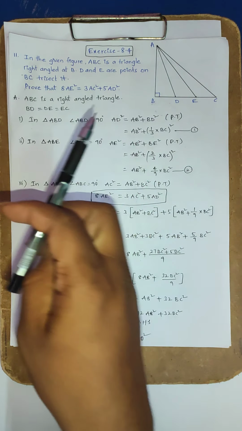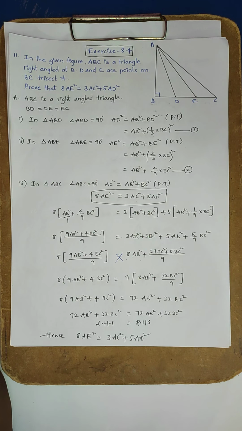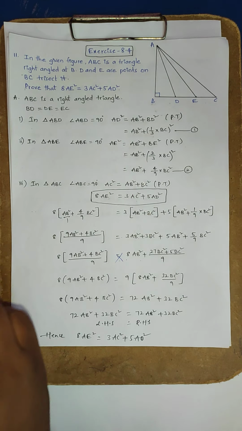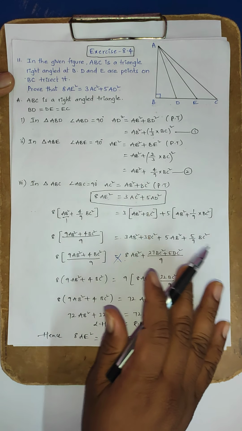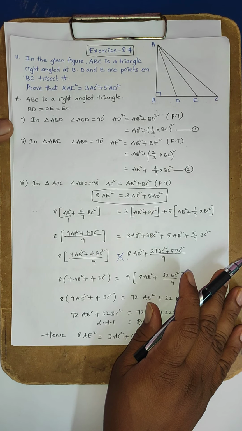Hi everyone, these sums are from the chapter Similar Triangles, exercise 8.4, 11th problem. I explained this problem in an earlier session, but listen carefully.